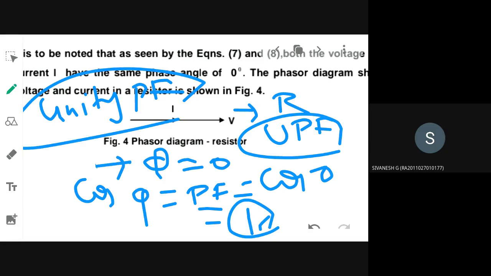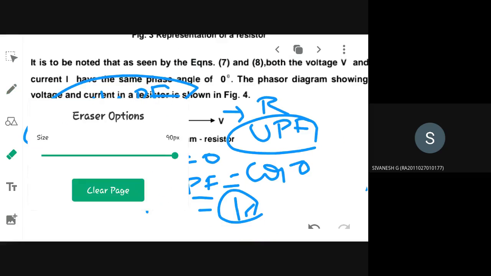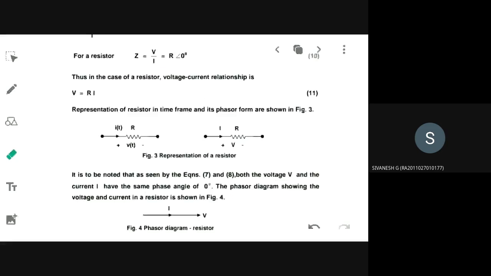For power also, you can use V is equal to IR. It's the same that you already know, so I am skipping that part.